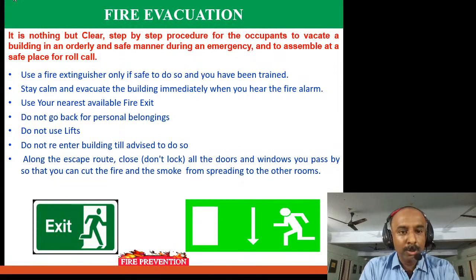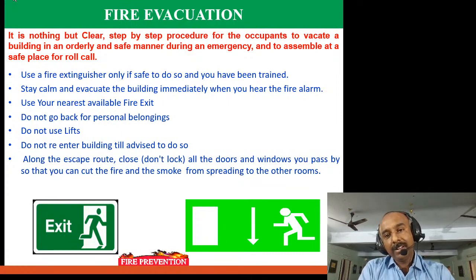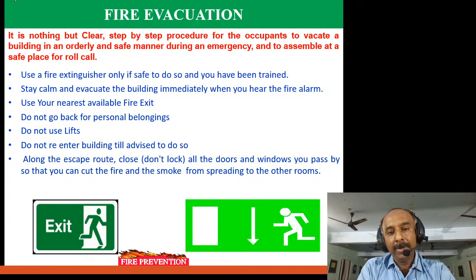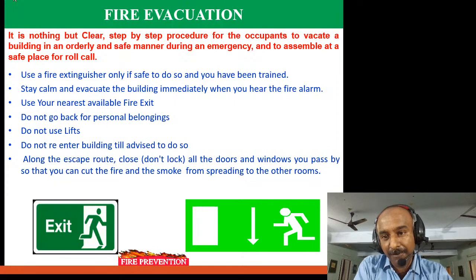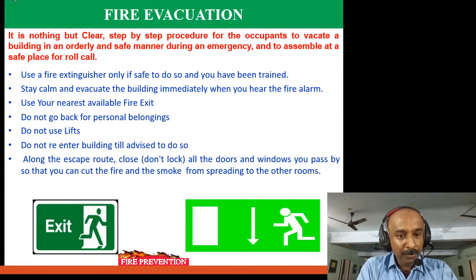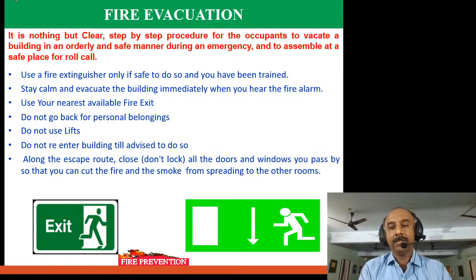So what are the things we have to do? First, use the fire extinguisher if you are trained. If you are not trained, it is better to vacate the building. Stay calm and evacuate the building immediately when you hear the fire alarm. As we know, the fire alarm is an indication sign for fire. Once the fire alarm rings, vacate the room. Whatever work you are doing, close it and vacate the room. Use your nearest available fire exits. Do not go back for personal belongings. Do not use the lift.